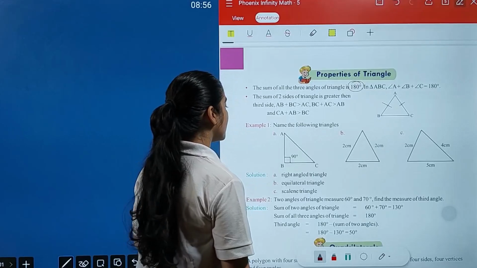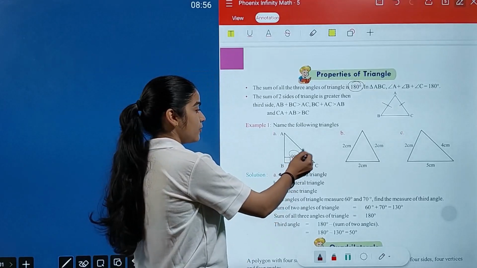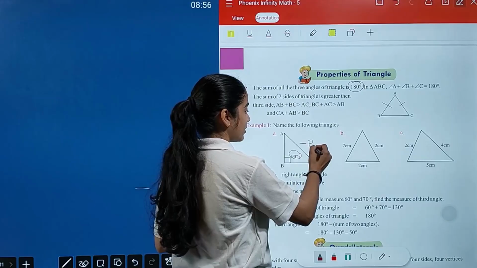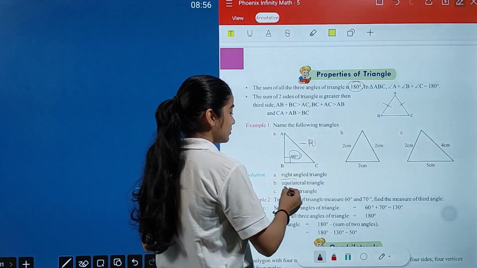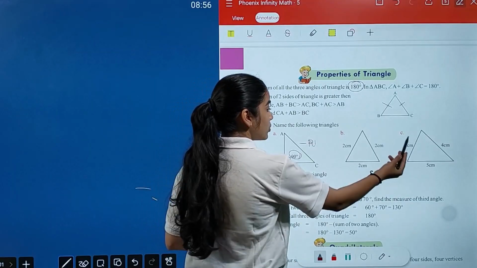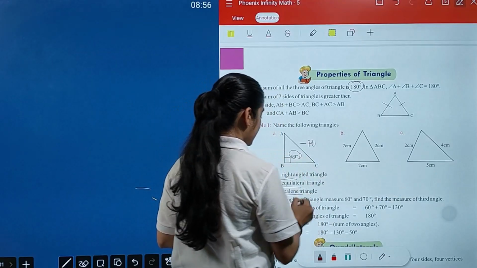Now name the following triangles. This is a 90 degree angle, we already learnt about this. Right angle triangle. Next, 2 centimeter, 2 centimeter, 2 centimeter means equilateral triangle. 2, 5, 4 means we have a scalene triangle.